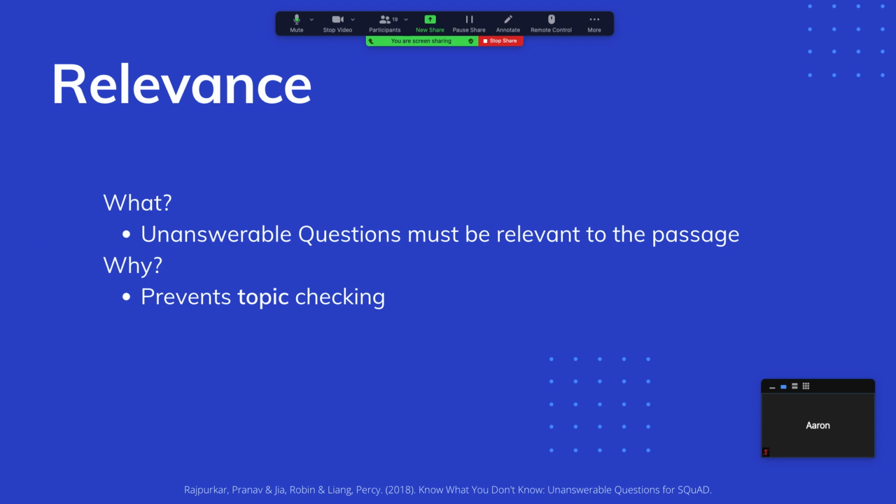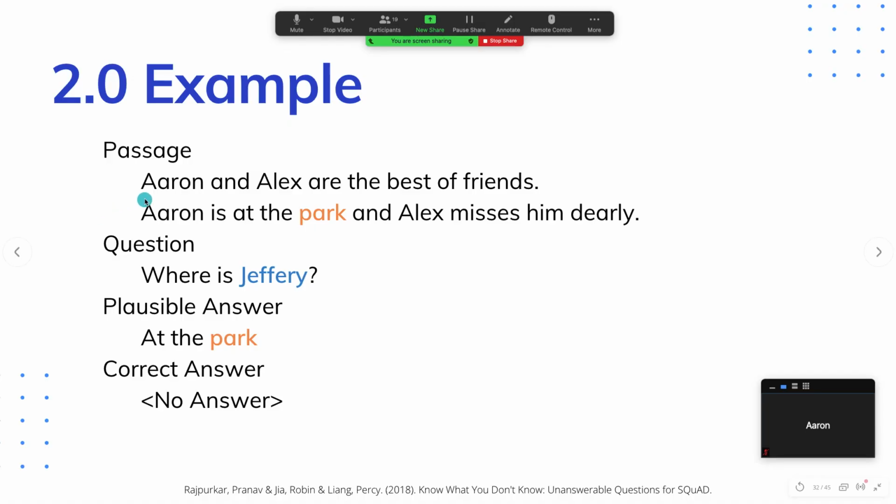Is the unanswerable question relevant to the passage? Do they relate? This is an example of an irrelevant question. I changed the question to say, where is Jeffrey? And Jeffrey is an entity that's never mentioned in the passage, and therefore it's simple for an algorithm to say, yo, Jeffrey was never in here. No entity recognition of Jeffrey. This is fake news. We don't know the answer.